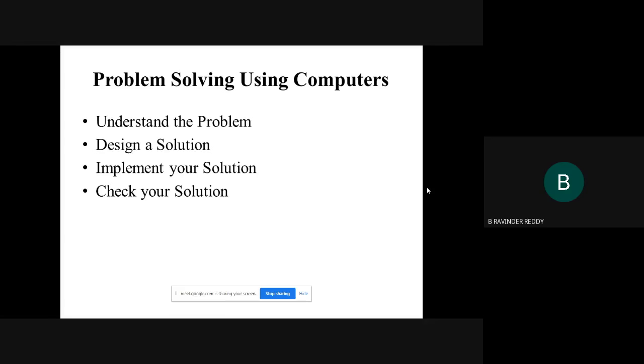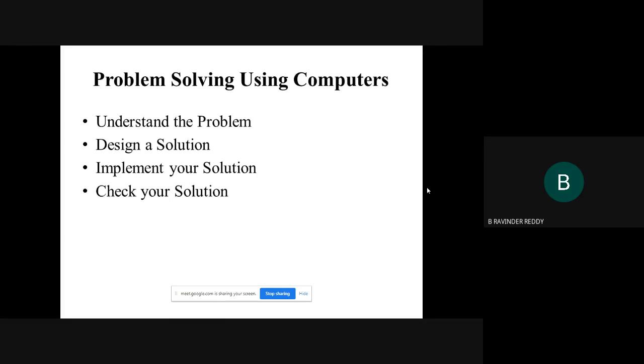Many times you might have heard this: if you understood the question, you can answer. Have you ever heard of this? Yes, sir. Because you have to understand the problem properly. You have to know what you need to do, like arranging the books in the bookshelf.